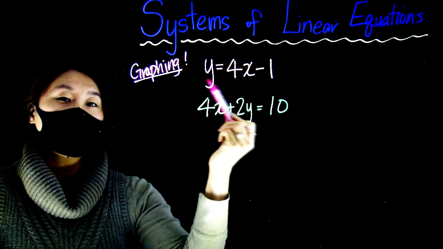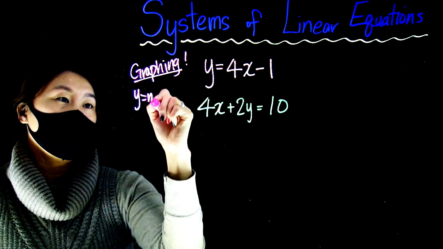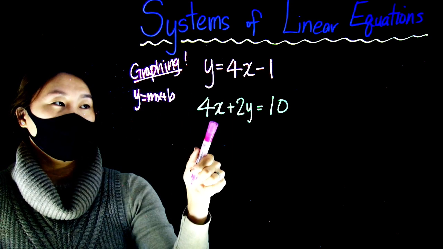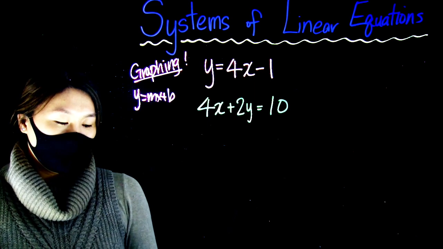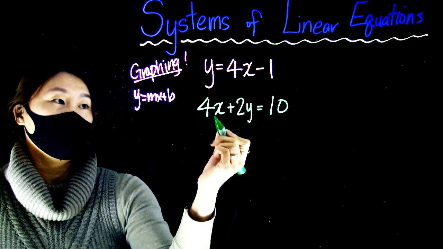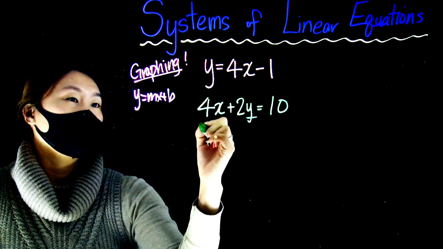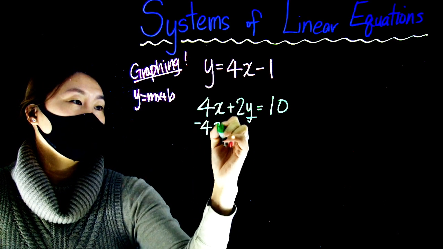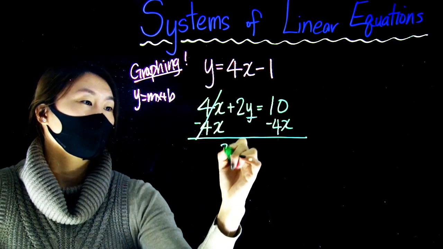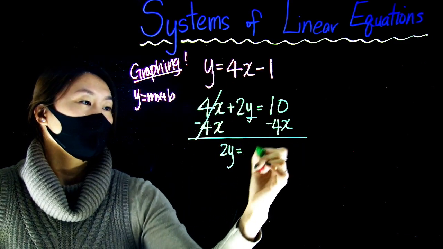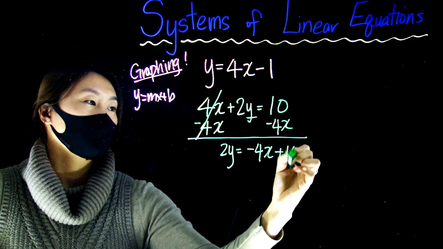In order for you to graph the line, remember we need to put it in something called y equals mx plus b. I want to change the second equation into y equals mx plus b. In order to do that, I need to make sure that my y is isolated. So I'm going to subtract 4x on both sides. 4x cancels out, bring down the 2y, mx plus b, negative 4x plus 10.